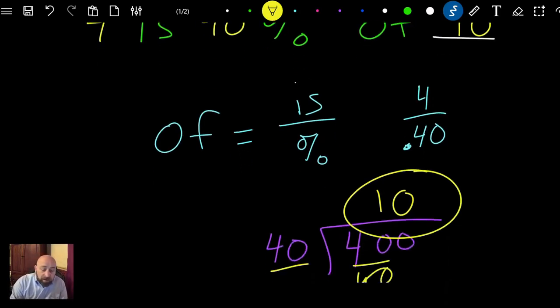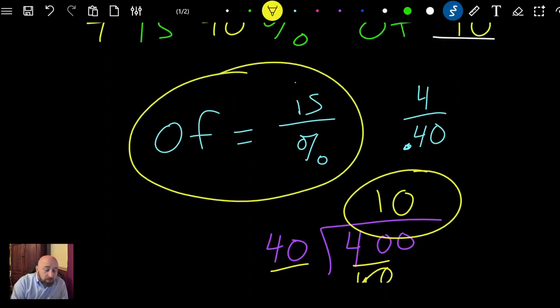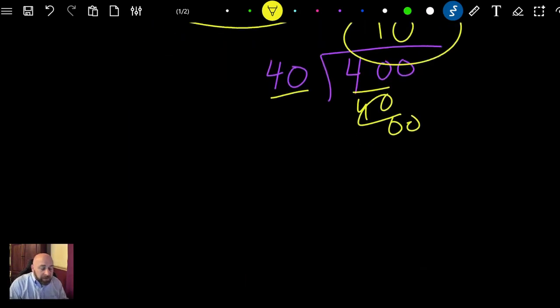So how do we find the of? We put is over percent, and then we divide it. Okay? And that's really all you need to know for this lesson. They might word it a little bit differently. I think the book sometimes uses the word base for the of. But for the most part, is, of, and percent, those are the 3 words that you need to use.